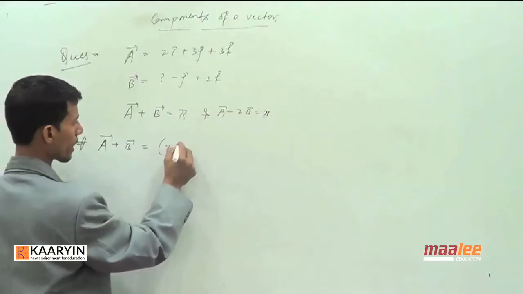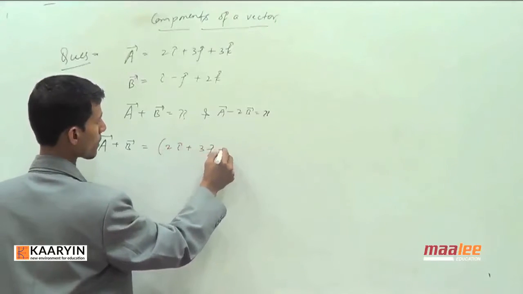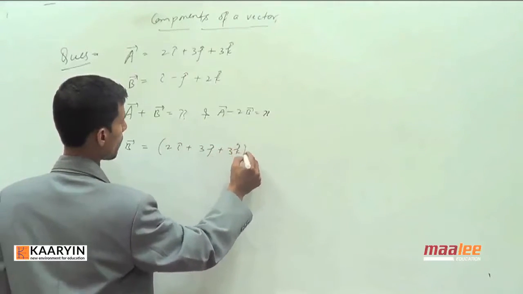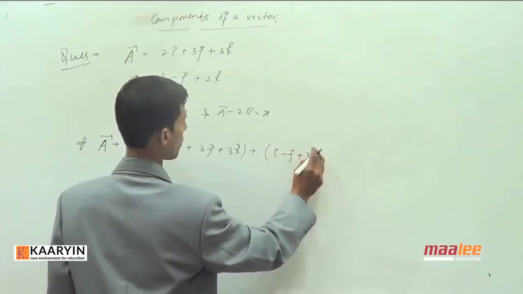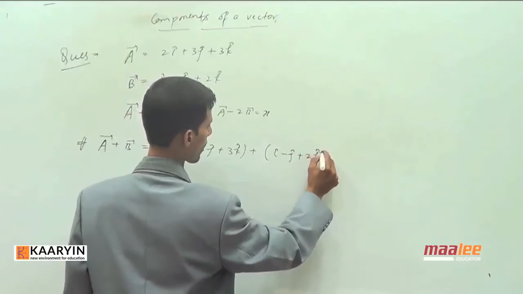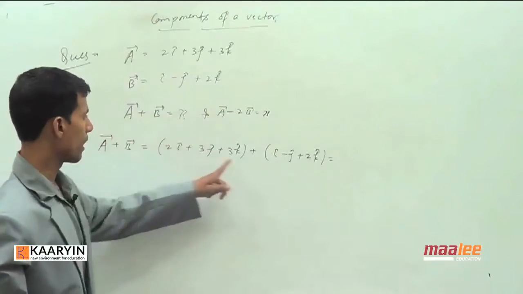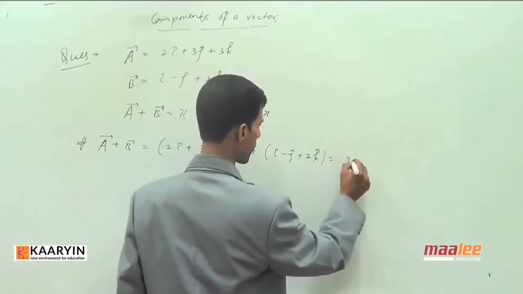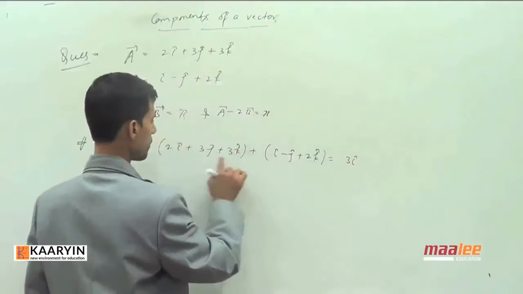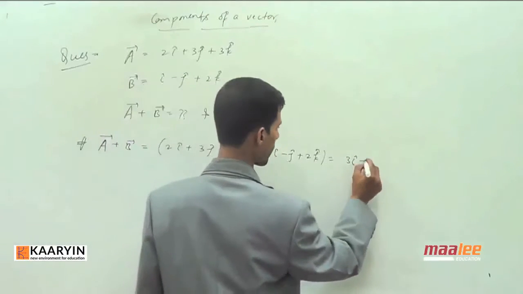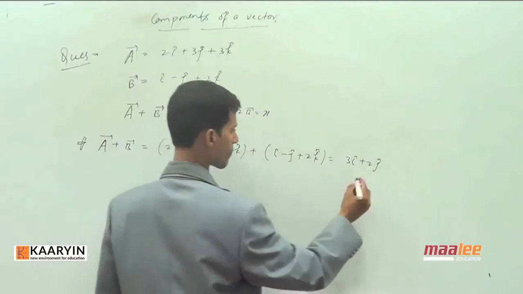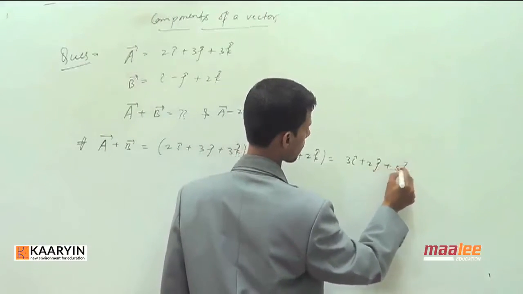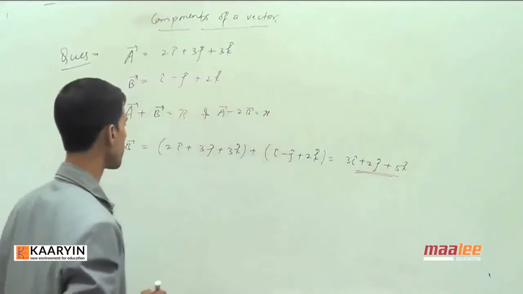Now to solve a plus b, we will first write down a, 2i plus 3j plus 3k, plus b, which is i minus j plus 2k. Now add i with i, that is 3i, very simple. j with j, 3j minus j becomes 2j. Now k with k, 3 plus 2 becomes 5k. That is the answer for a plus b.